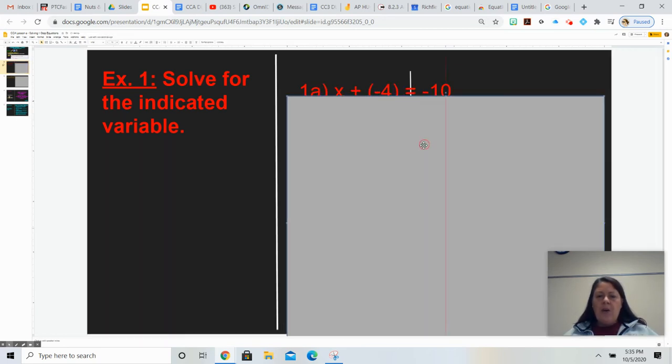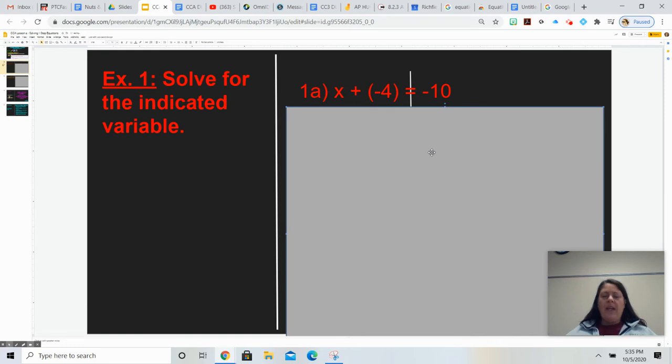So here is our first example, example 1a. It's x plus -4 equals -10. One of the things that you might notice is that there's this white line through the equal sign. What we want to do when solving equations is put that line straight through the equal sign to help us remember that whatever we do to one side of the equal sign, we need to do it to the other. So as I'm looking at this problem, it is x plus -4 equals -10.